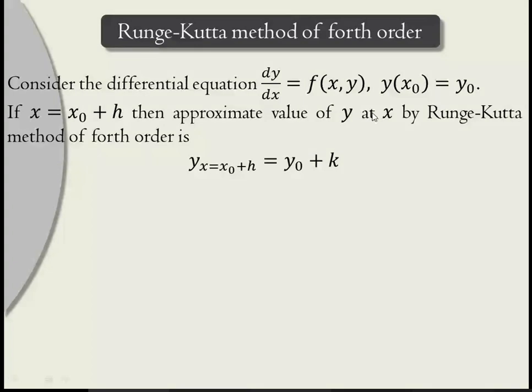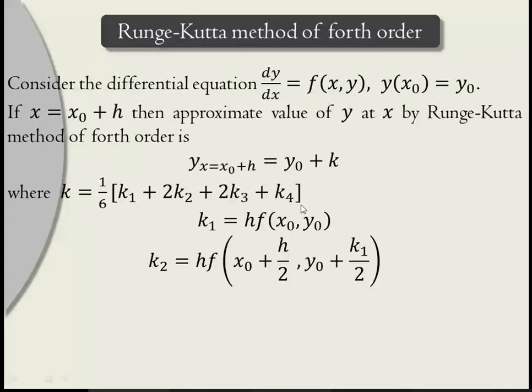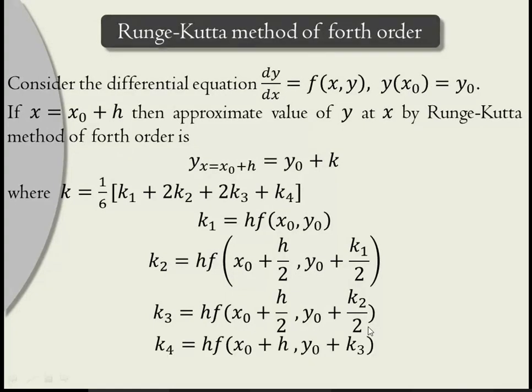The formula for k is 1 by 6 into k1 plus 2k2 plus 2k3 plus k4. And for each, we have the formulas. K1 is given by h into f of x naught, y naught. K2 is given by h into f of x naught plus h by 2, y naught plus k1 by 2. K3 is h into f of x naught plus h by 2, y naught plus k2 by 2. And K4 is h into f of x naught plus h, y naught plus k3.